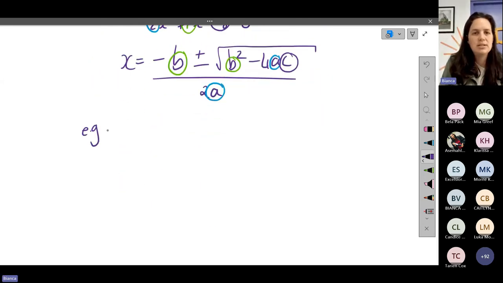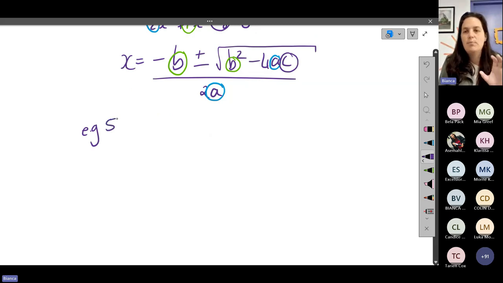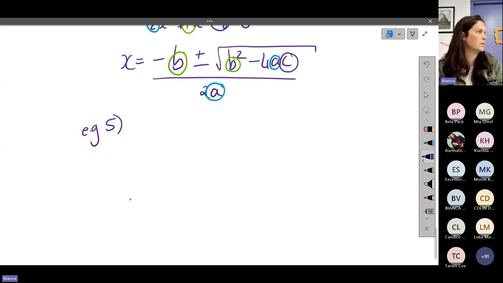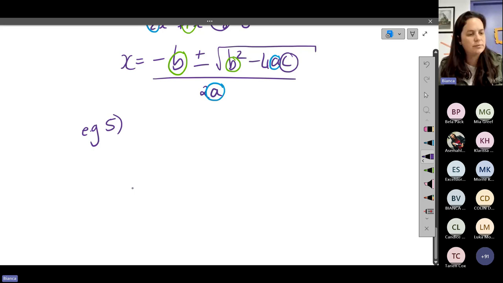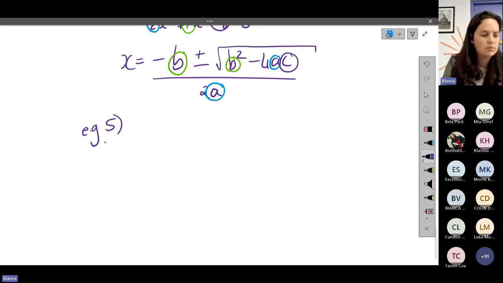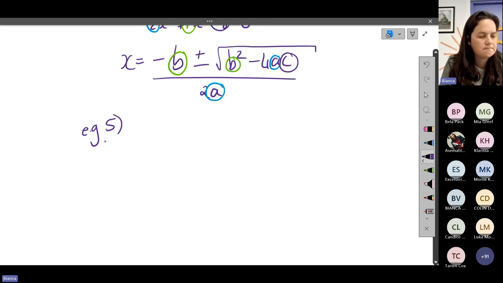Example 5. I'm actually going to save all these notes, even though my writing is very messy. I'm not too neat on the tablet. And I'm going to post all these notes in the chat, so all of you will have it. And then I'll just send it to you guys on WhatsApp. So example 5, I want to just do an inequality. Which one do I want to do is the real question.